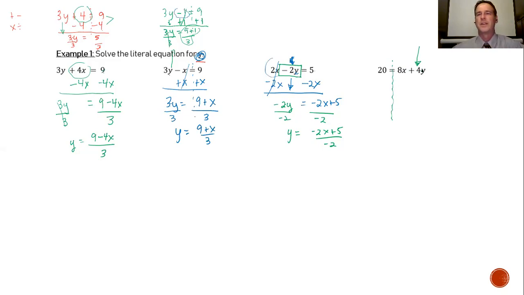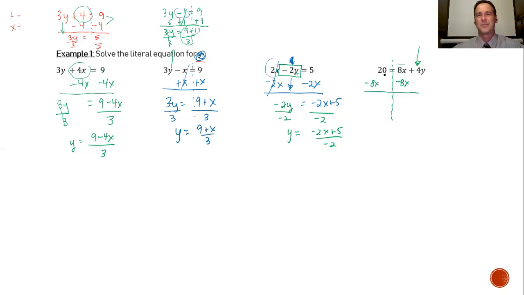So what's with it that I don't want to get rid of first? Well, I don't want to get rid of the 4 first. I want to get rid of the item that I'm adding or subtracting to it. And so I have this 8x. Let's get rid of this guy. And the opposite of a positive 8x is a negative 8x.